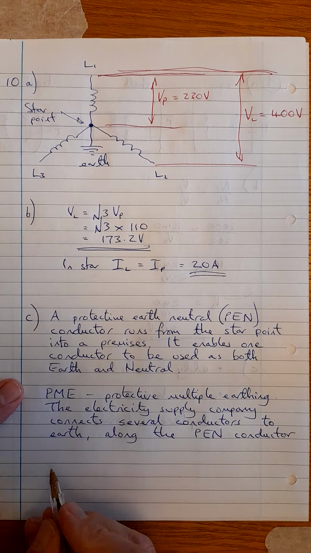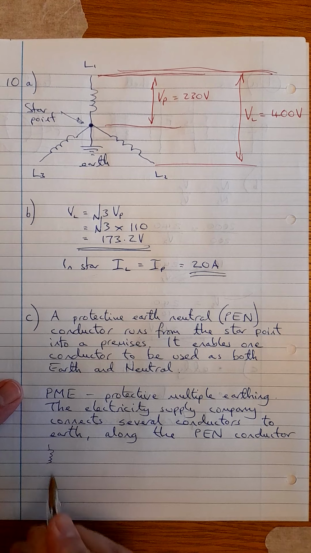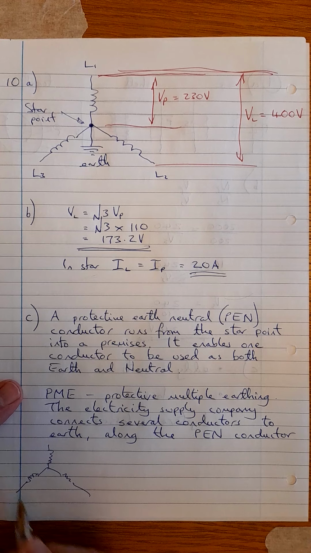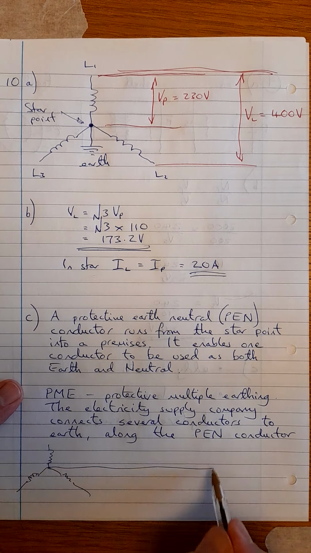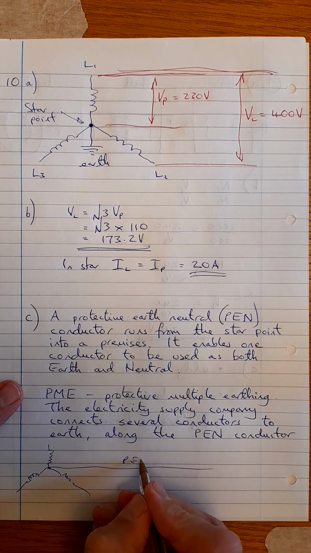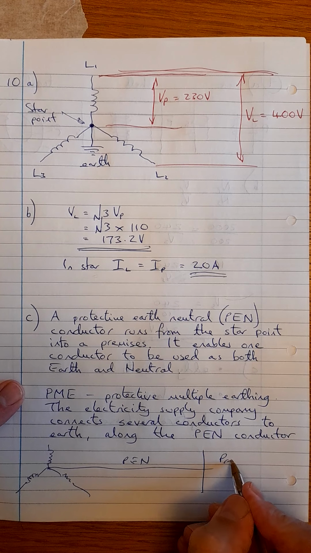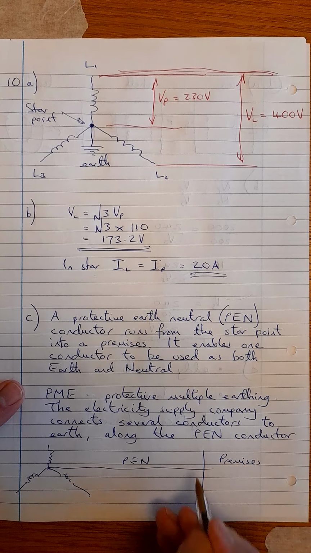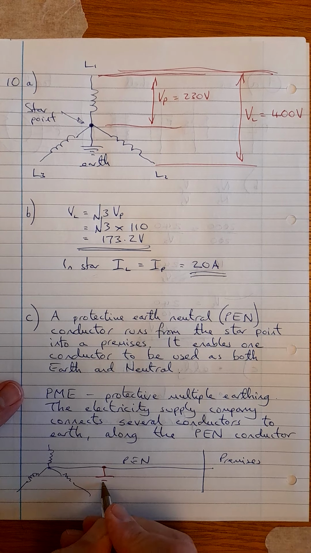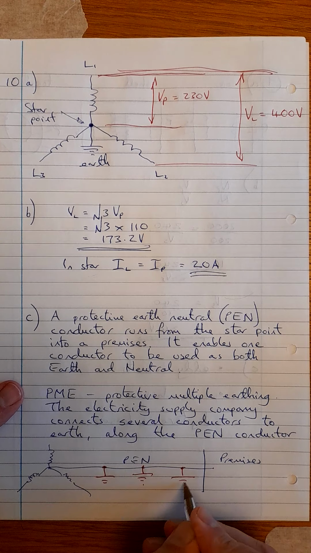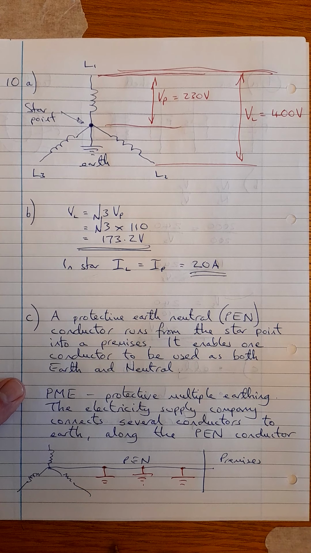So I'll do a very high speed scribble. Here's the transformer somewhere out in the street, badly drawn, but we have your PEN conductor, and somewhere inside the premises, that will split, but I'm not bothered about that. And what the supply company do is they put multiple earths along the route. So that's what protective multiple earthing is.